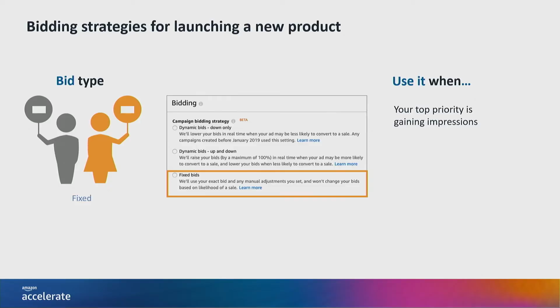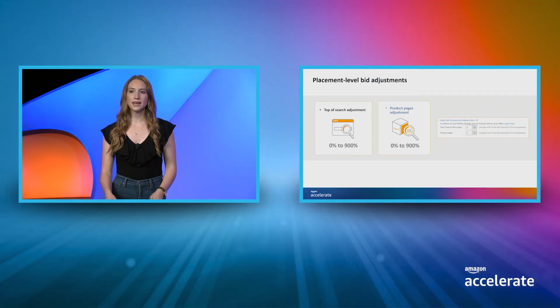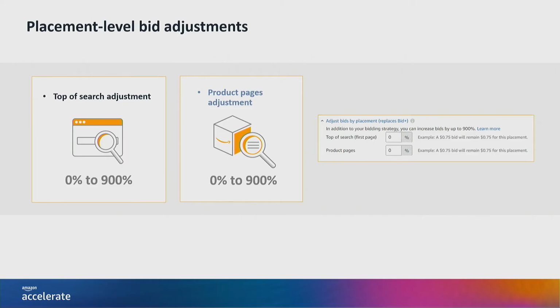Now, if you're launching a new product, this could be a really great strategy to take, as it can help you gain more impressions than a dynamic bidding strategy, since your bid is not adjusted based on the likelihood of conversion. So if maximizing impressions is your top priority for your new product launch, you may want to consider using fixed bids for a specific period of time, and then you can adjust over to a dynamic bidding strategy at a later date.